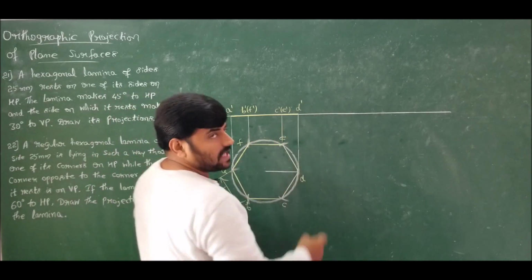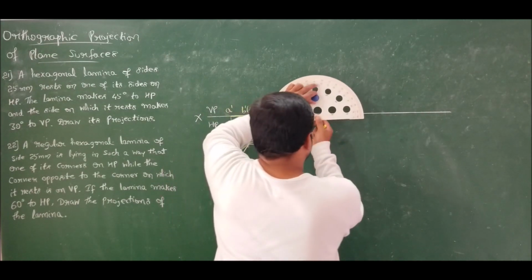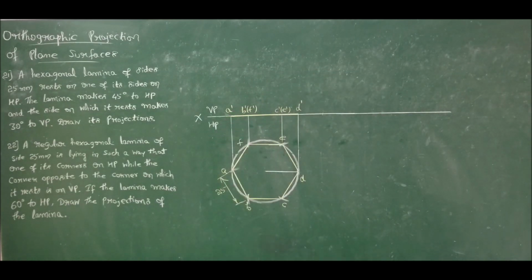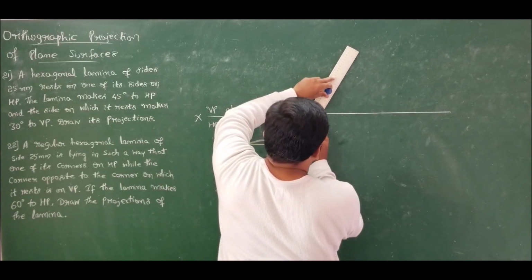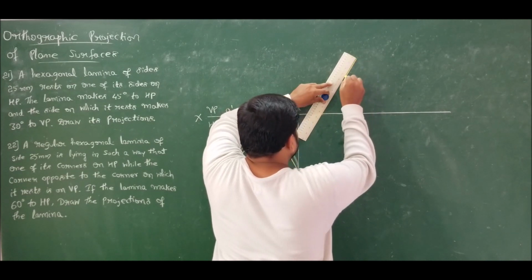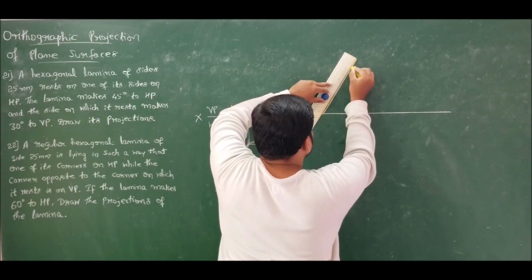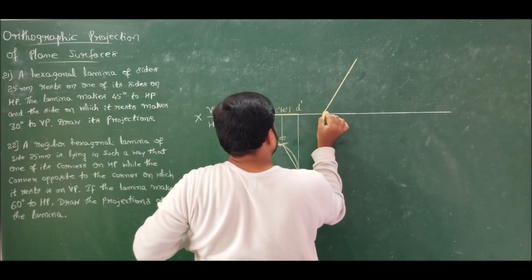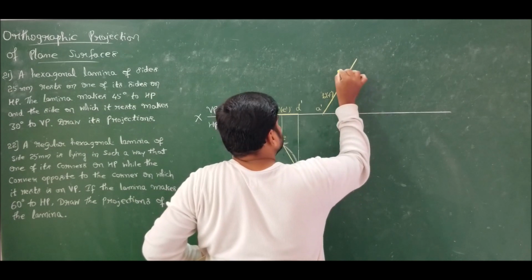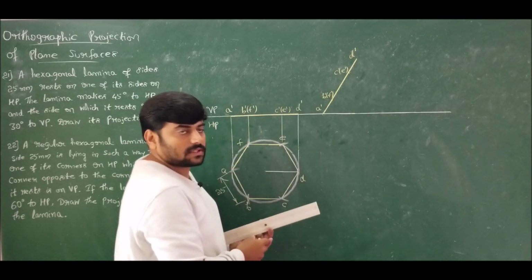The lamina itself is inclined at an angle of 60 degrees to HP. So mark 60 degrees and transfer the lamina. Transferred. Done. So we have A dash, B dash, F dash, C dash, E dash and we have D dash.